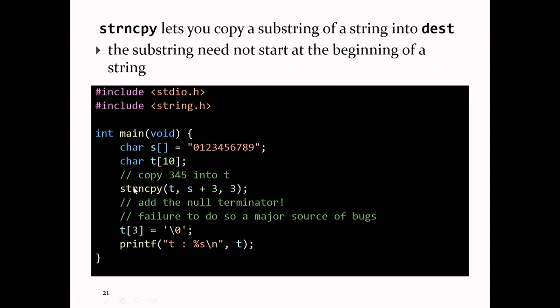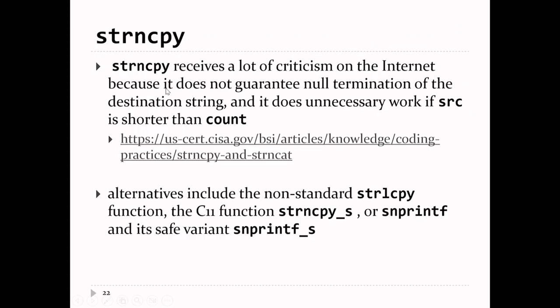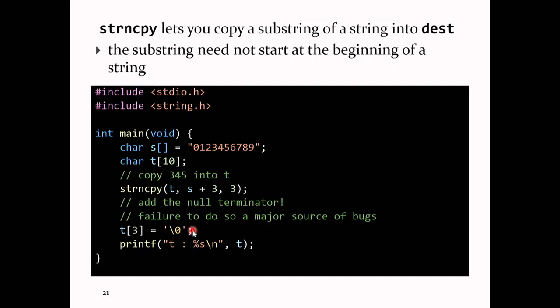But strncpy does not necessarily copy in the null terminator for you if you only copy in a substring, so you have to be careful of that. If someone doesn't tell you this and you just read the documentation of strncpy, you probably wouldn't pick up the fact that the null terminator is not always copied in. If you don't copy the null terminator in, then any function that expects the null terminator is going to barf when you pass it a t.